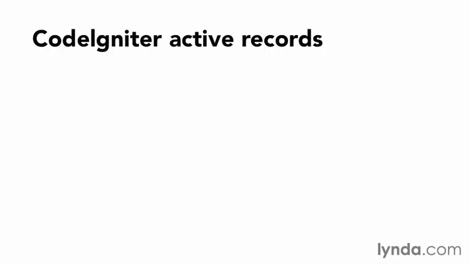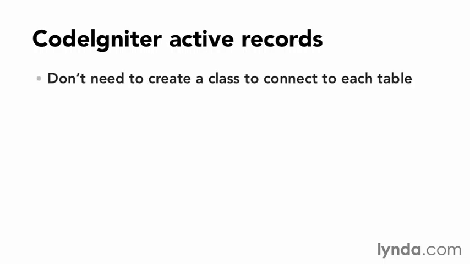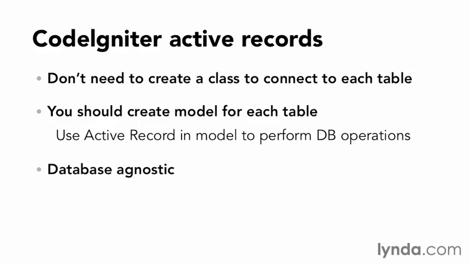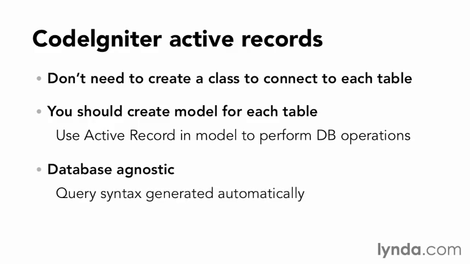One of the convenient and time-saving features of CodeIgniter is a loose implementation of the active record design pattern. When I use CodeIgniter's active records, I don't need to create classes to connect to each database table, but I should create a model for each database table, and I can use active records to make the models perform database operations. This system is database agnostic, meaning all the query syntax is generated automatically.